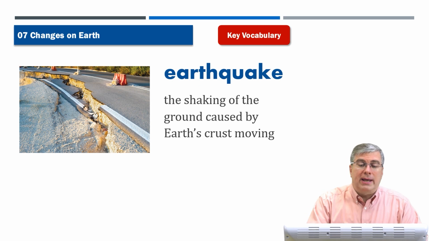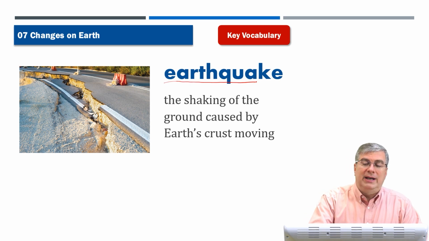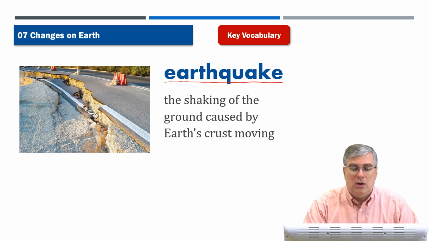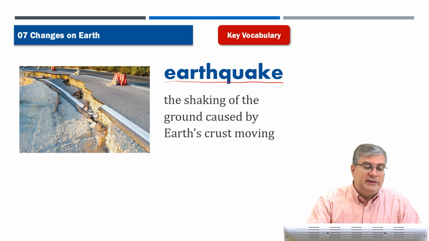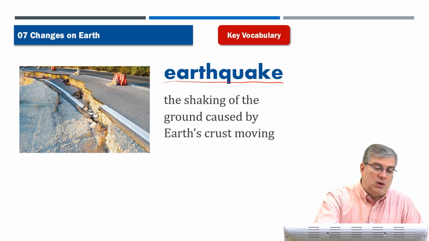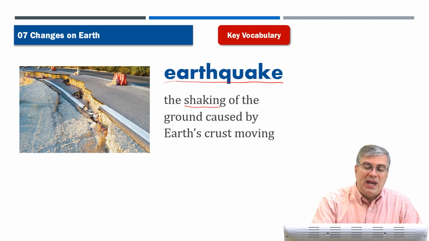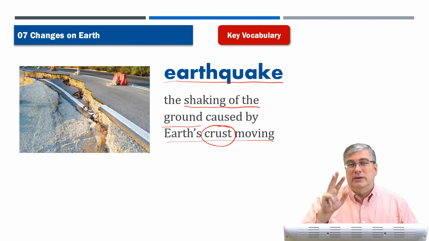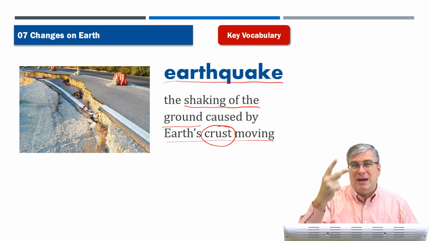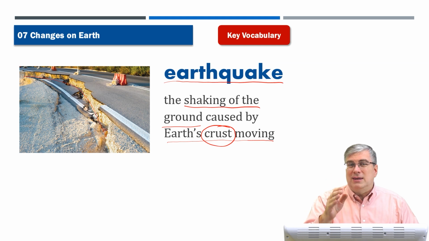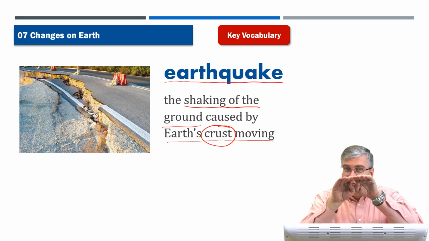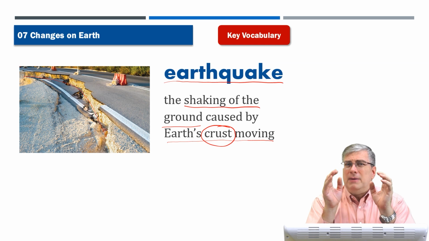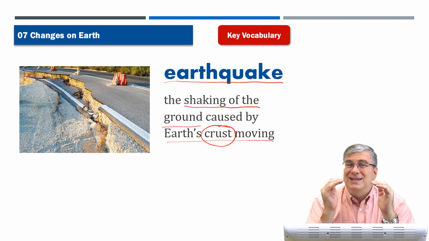Next, we have earthquake. I hope you live in an area that does not have many earthquakes. An earthquake is the shaking of the ground caused by the Earth's crust moving. Now, in the previous lesson, we talked about the three parts of the Earth, right? Crust, mantle, and core. And we said that the continents on the crust are moving very slowly. It's moving very slowly, sure, but it does move.